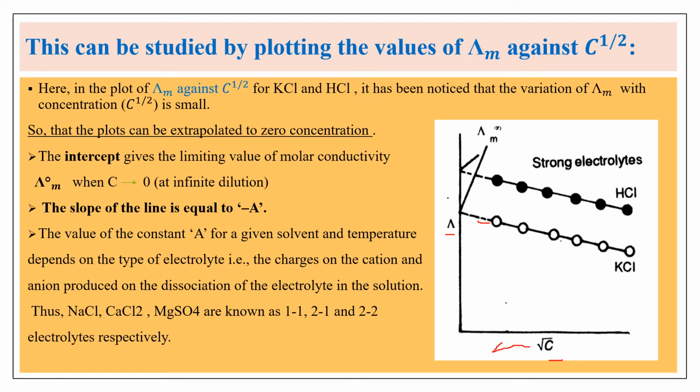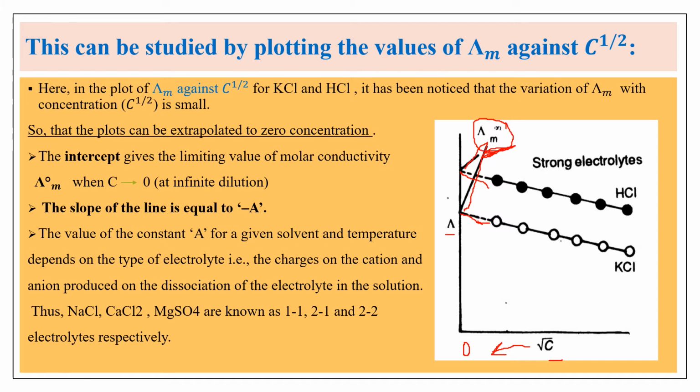As we move to the left-hand side of the concentration axis, we approach the 0 concentration side. Here it will be the 0 concentration side. The intercept gives the limiting value of molar conductivity. As we approach the 0 concentration side towards this left-hand side, we have to extrapolate these graphs. And after extrapolation of the graph, we will get a point here. This point is known as limiting molar conductivity, the molar conductivity at infinite dilution.